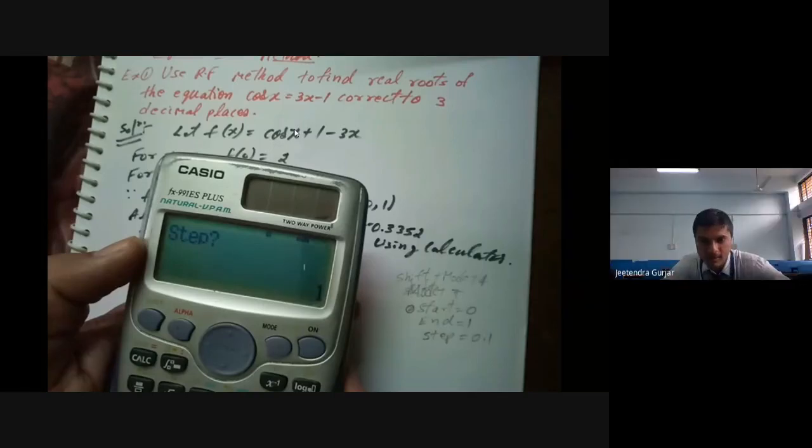So just write down. First you have to type shift plus mode plus 4. This you have done for radian. Okay. Next step, mode plus 7. That is our table. After getting the table, we can see there will be f of x. This f of x we get.